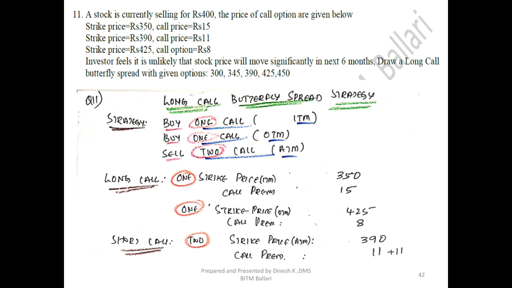Based on the given data, I take one long on a call for 350, which is the lower price, for which I need to pay a premium of 15. One long on a call which is out of the money, 425 is the higher price, for which I need to pay a premium of 8. Then I take two short on a call where I have an obligation to sell for 390, for which I'll be receiving a premium of 11. Since it is two positions, 11 plus 11, I'll be receiving 22 as a premium.